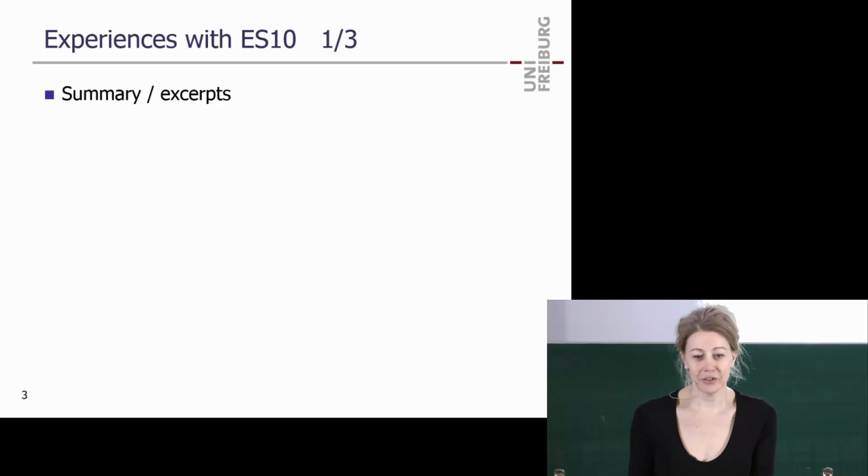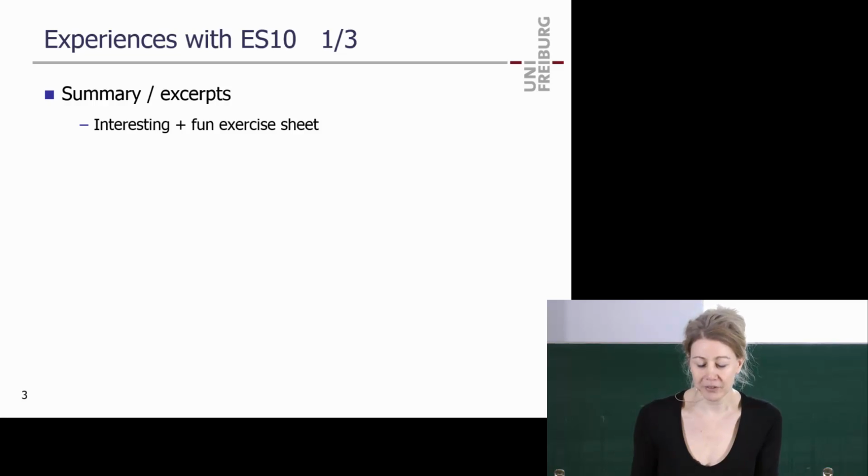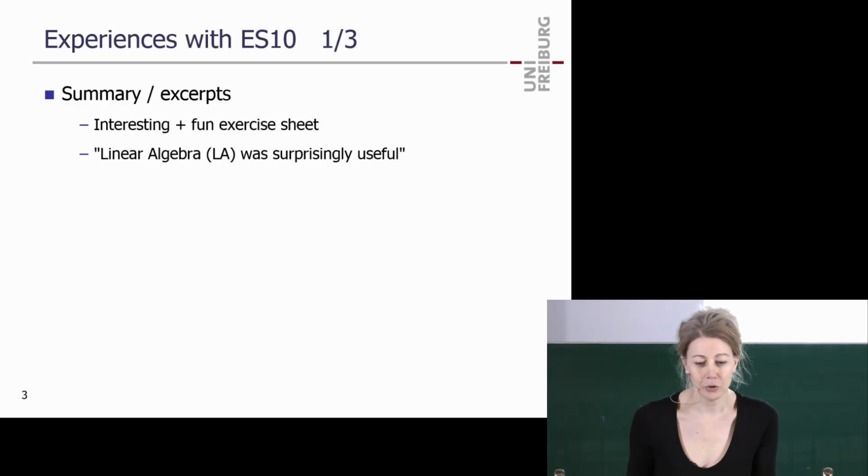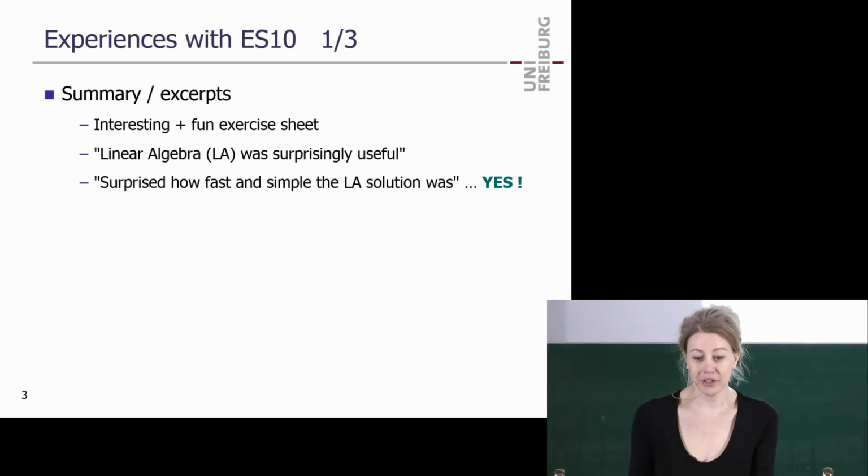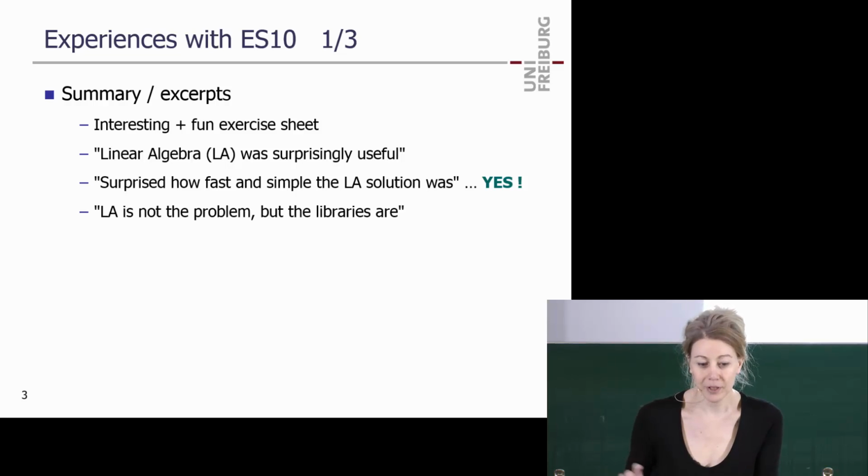First, about exercise sheet number 10, naive Bayes. Many of you, everybody basically liked it according to what you wrote. Linear algebra, you're starting to like it, love it, was surprisingly useful, so some initial resistance now overcome. Surprised how fast and simple the LA solution was, exactly, yeah, if you didn't use the boring and inefficient for loops. You make use of this power of matrix multiplication, it's also fast, even in Python.